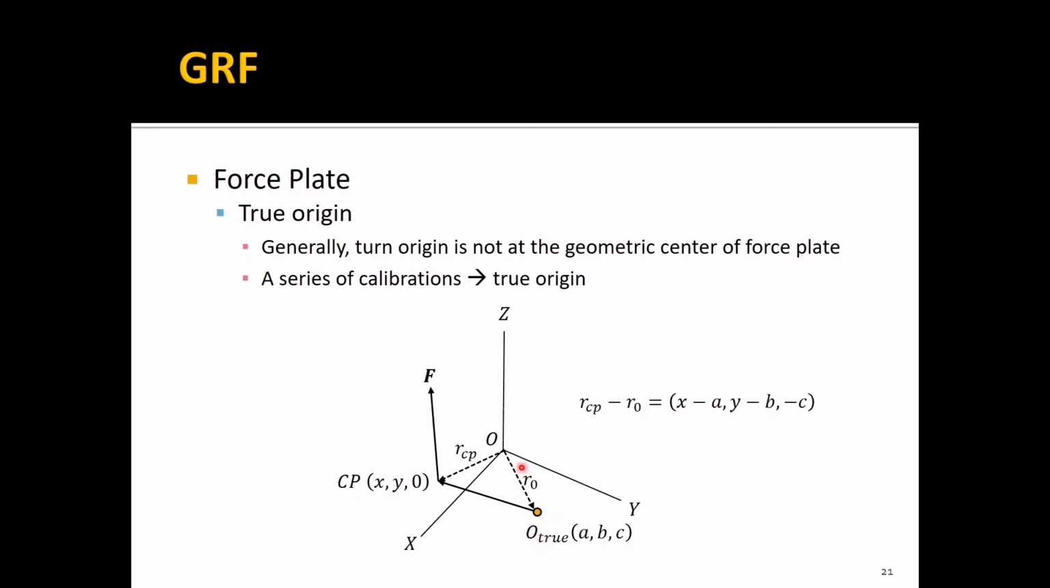Here RCP means the position vector of the center of pressure relative to the geometric center of the force plate, and R0 means the position vector of the true origin relative to the geometric center of the force plate. This true origin is provided by the manufacturer. Here RCP minus R0 will give us the position vector of the center of pressure relative to the true origin. Here we have X, Y, 0. This is the center of pressure component here. Again, A, B, C is provided by the manufacturer. Then RCP minus R0 will be X minus A, Y minus B, and minus C.